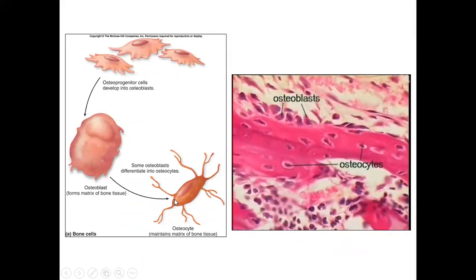This is just to show you the picture of how the cell changes from the osteoprogenitor cell, and then it becomes an osteoblast, and then it becomes an osteocyte. The osteoprogenitor cell will develop into the osteoblast, and this osteoblast will form the matrix of the bone tissue. Some of the osteoblasts will differentiate into the osteocyte, and the function of the osteocyte is to maintain the matrix of the bone tissue. You can see here, this is the osteoblast on the surface of the bone, and the osteocyte is located within the lacuna. It's very simple.